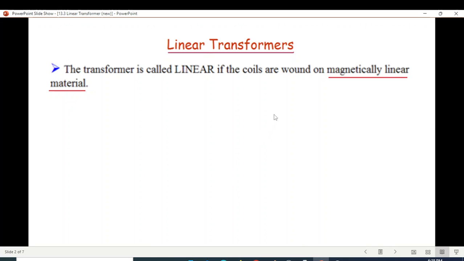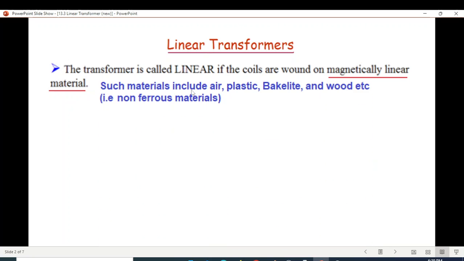So what is a linear transformer? A transformer is called linear if the coils are wound on magnetically linear material. And what does this mean? Such materials include air, plastic, bakelite, and wood. That means non-ferrous material. A transformer wound on a plastic body or on bakelite or wood or even in the air, those transformers will be called linear transformers, and here we'll be discussing those transformers.